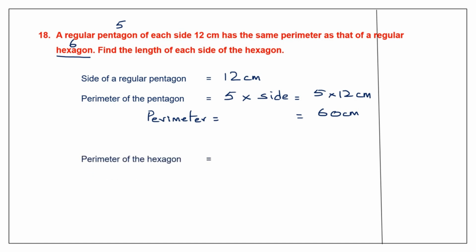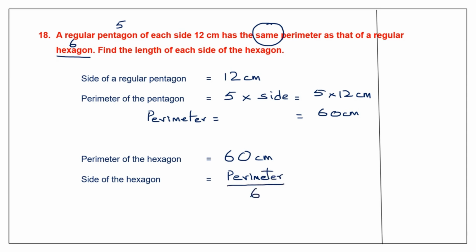So the perimeter of the hexagon is the same, isn't it? It is the same as the perimeter of the pentagon. So the pentagon is 60 centimeters, and the hexagon's perimeter will also be 60 centimeters. Now to find the side of the hexagon, we have to divide the perimeter by the number of sides. How many sides does a hexagon have? It has 6 sides. So we're going to divide 60 centimeters by 6.